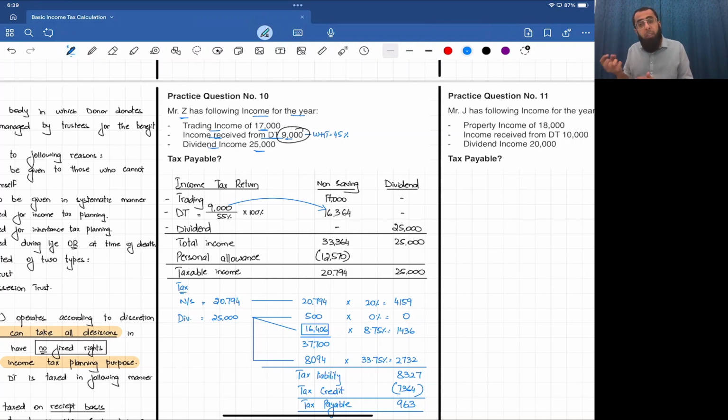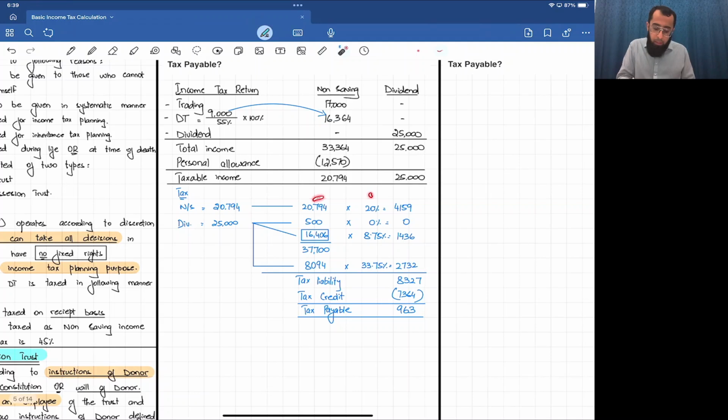So if 45% was deducted at source, what you got was the 55% portion. So you gross it up, divide by 55 multiplied by 100. And then comes the normal dividend income. You add them to arrive at your total income. You adjust your allowance to get the taxable income. Now you charge the tax. In the basic rate band, it's 20%. First 500 of dividend goes at 0%. Look at the remaining space in the band. 8.75% is the basic rate of tax for dividend income, and the remaining dividend gets taxed at the higher rate band.